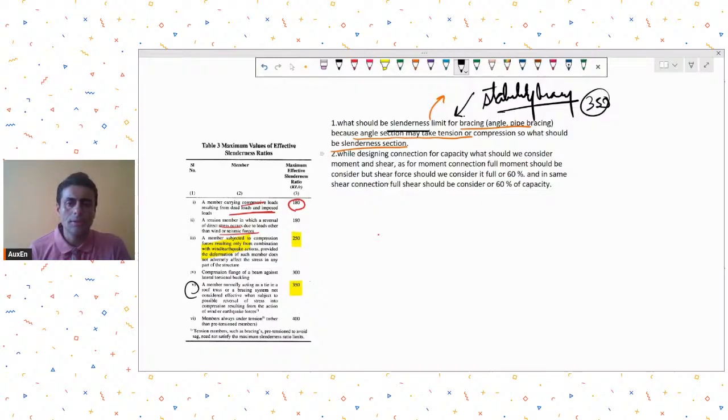So my suggestion to you would be that if you are designing these types of stability bracing systems, usually you can have a slenderness ratio of 350, and take them as tension-only bracings.